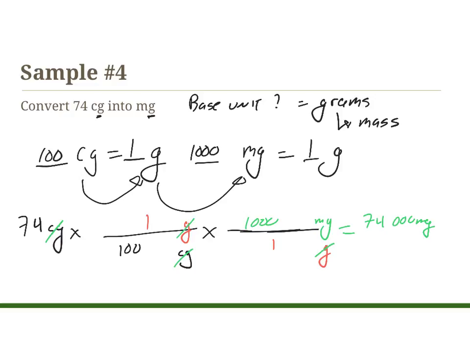74,000 milligrams divided by 100, and I get 740 milligrams. So the actual answer here is 740. So that is how we do these multi-step problems. They're not too bad. You just have to identify what your base unit is and then convert to the unit you're trying to find. Good luck.